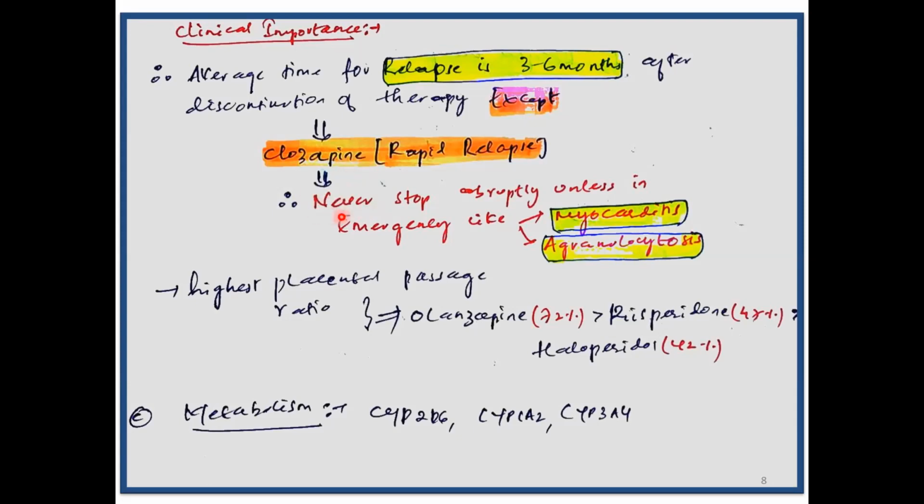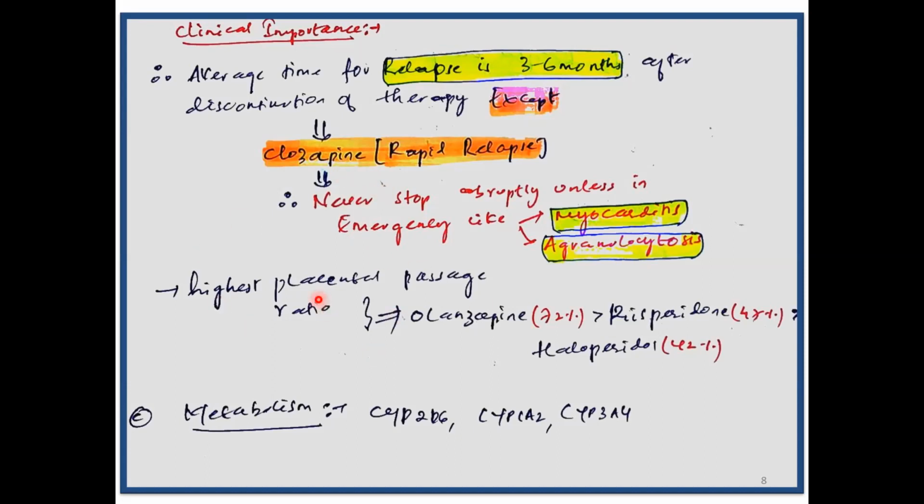So clinically, it becomes important not to stop clozapine abruptly. Unless there is an emergency condition like myocarditis or agranulocytosis, clozapine should never be stopped abruptly. This was never tested anyways.